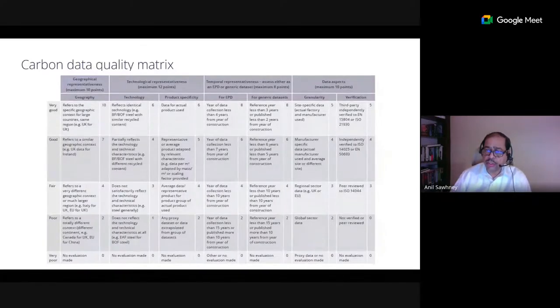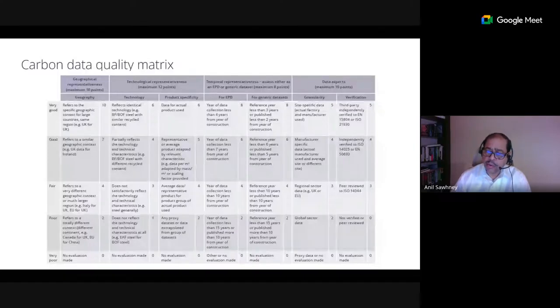And then you have what's called the technological representativeness, which is maximum score of 12, in which we have 2 different sub-dimensions, look at technology and look at product specificity. So you basically need to look for the technology underlying the product and the EPD that you're using, and how specified or specific the product or data is. Highest score is 6 in each dimension. So if you have the best possible, very good situation, you can score a 12, 6 and 6.